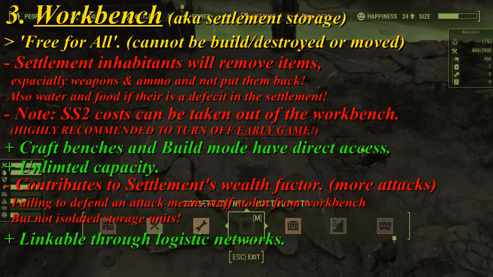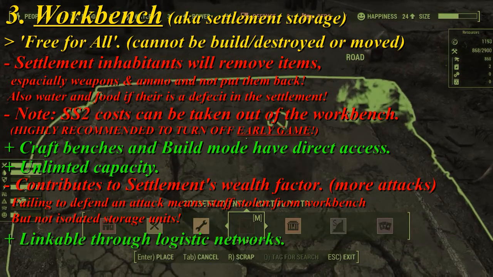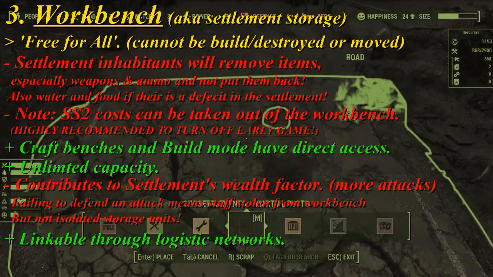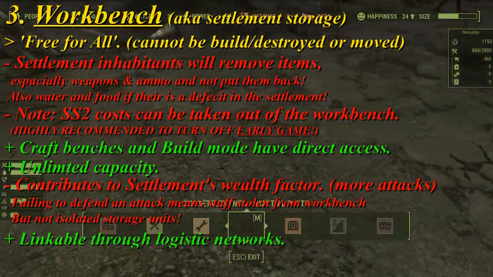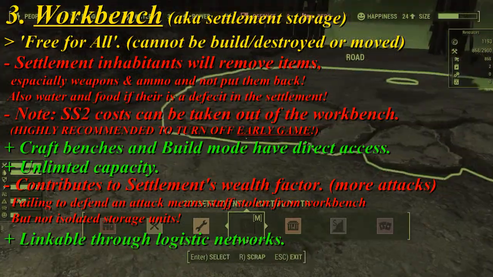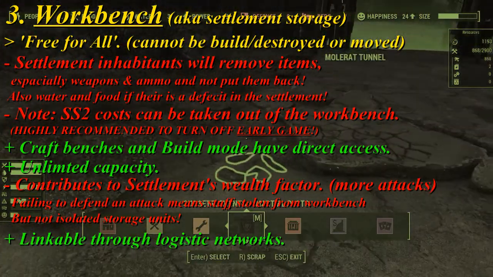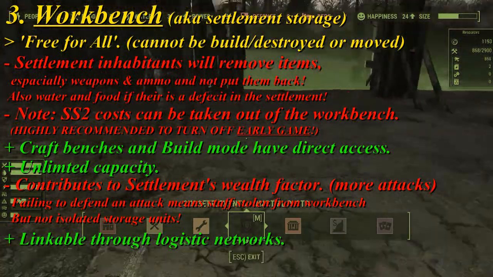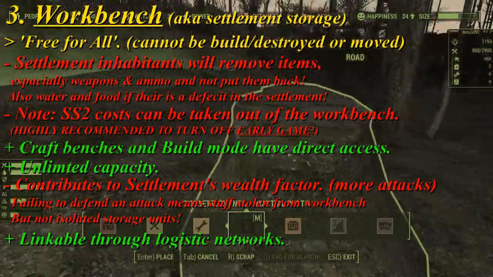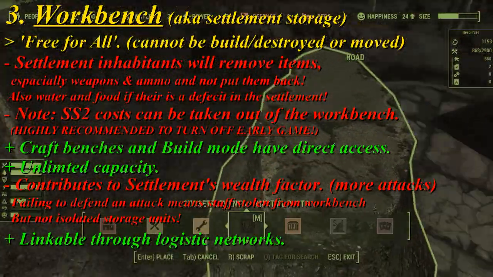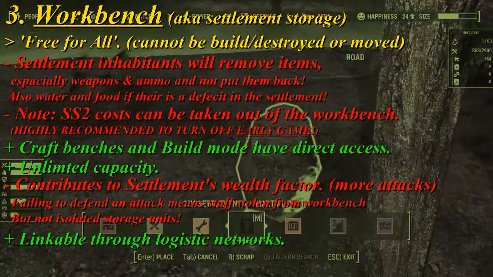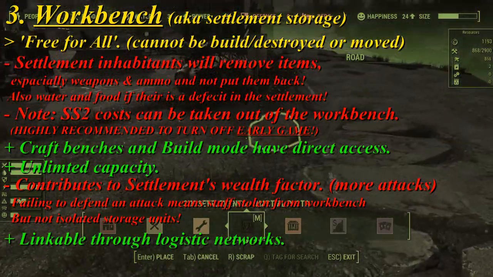What is another benefit, though, is that workbenches can be linked to each other. This is the first part in the linkage system that I'm going to talk about later, but do know that these workbenches can be linked, and that is very important. Alright, that's it for workbenches. On to the fourth type of container.